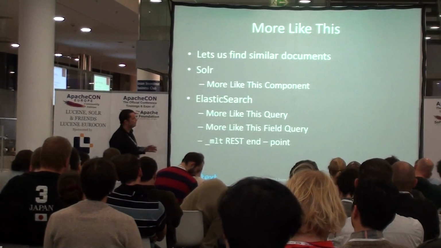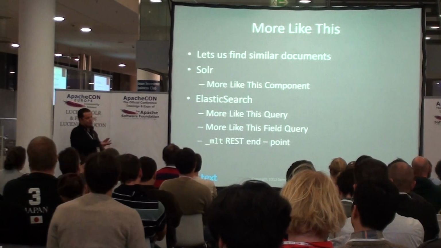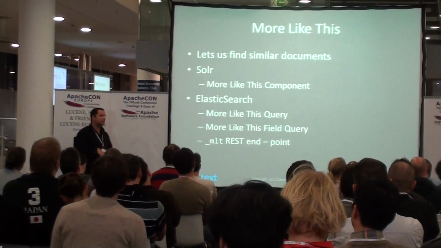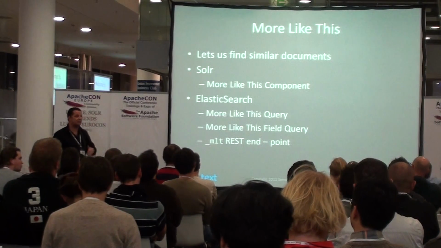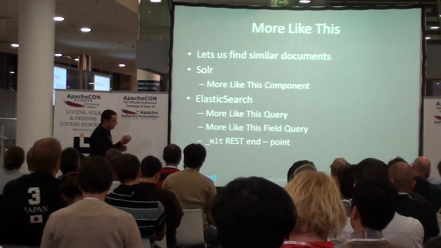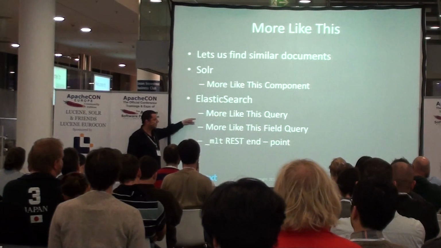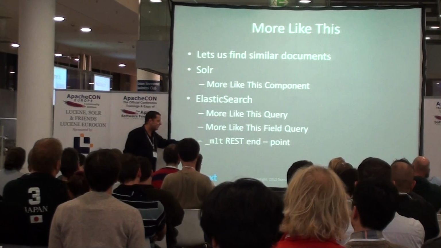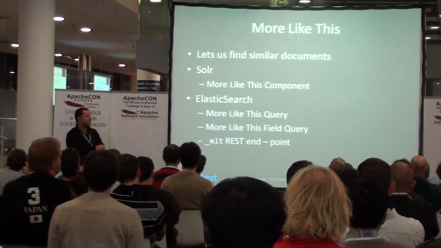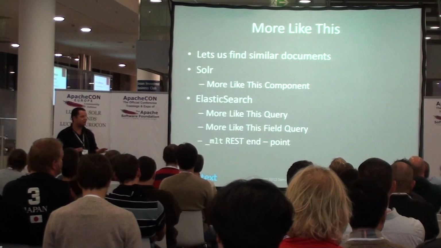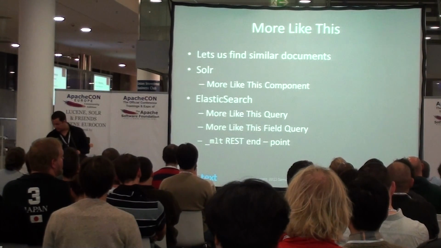More like this allows you to find similar documents. There is a more like this component that can be defined as a component for your search handler, or configured as a standard handler. In Elasticsearch, you have two queries, more like this query and more like this field query, and the MLT REST endpoint to use the more like this functionality. You can do pretty much the same in both when it comes to more like this.